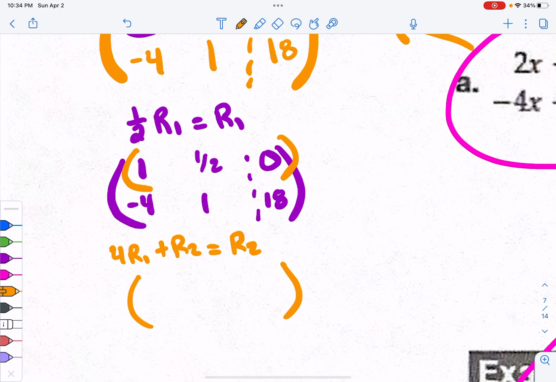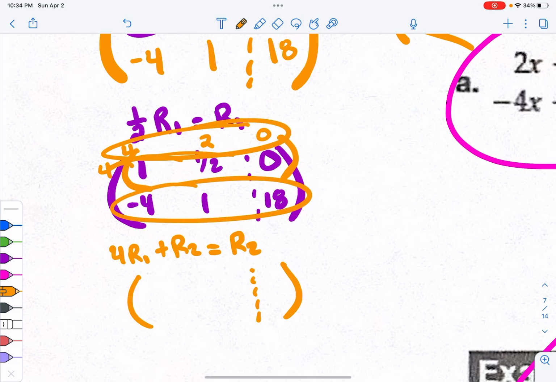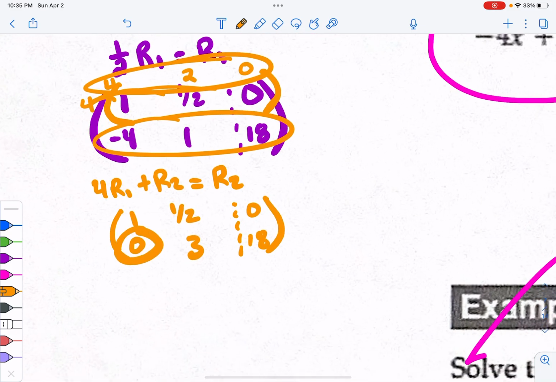A little bit confusing. If I take 4 times row 1, this will become 4, this will become 2, this will stay as 0: 4, 2, 0, all the way across. If I add these to row 2, the 4 and -4 will become 0, 2 and 1 will become 3, and 0 and 18 will stay 18. Row 1 I'm not touching yet. I used it, but I'm not replacing row 1 with anything. It stays the same, but row 2 gets switched. So now my second box is checked. I've got 0 in this spot, so that's good to go.